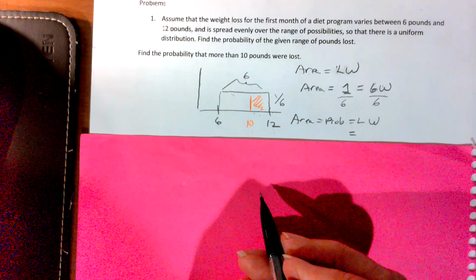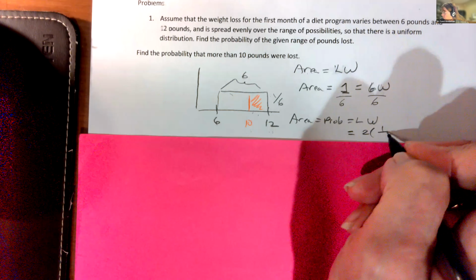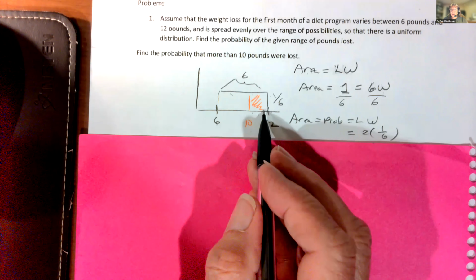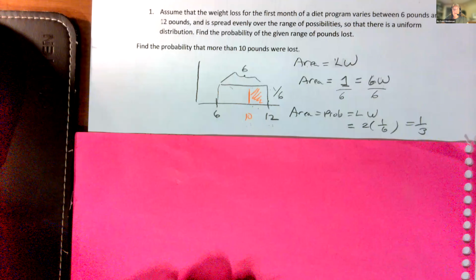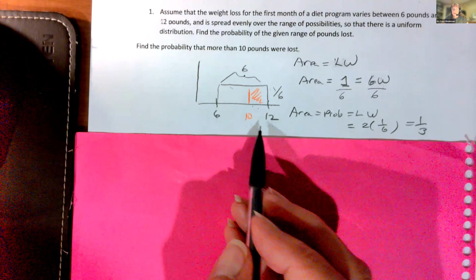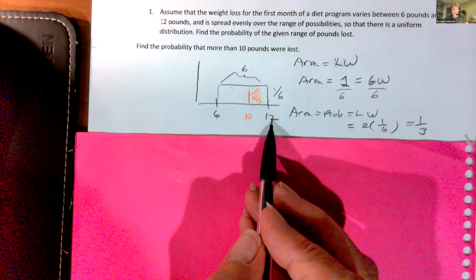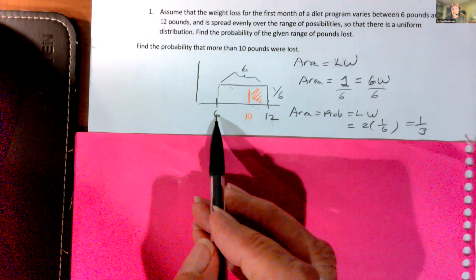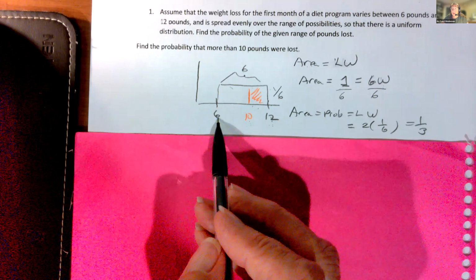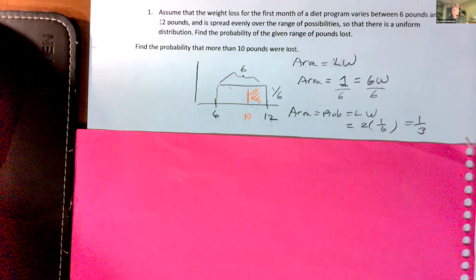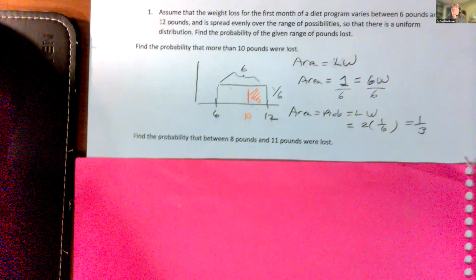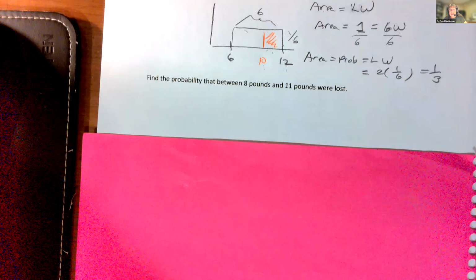2. 2. And I know the width is 1/6 because I just calculated that, right? The width, the height. So this is equal to 1/3. So there's a 1/3 probability that I'll lose between 10 and 12 pounds, if it's uniformly distributed, the weight loss between 6 and 12 pounds. That's all you do to work the uniform distribution problems. We're going to do another one. Let's do one here. So now we want to do between 8 and 11 pounds.